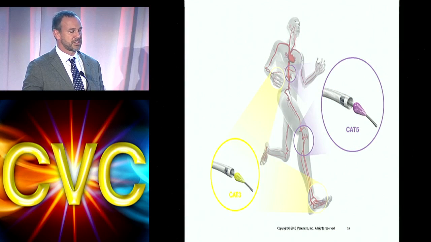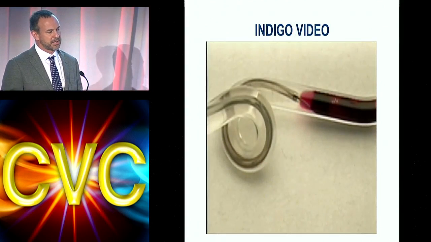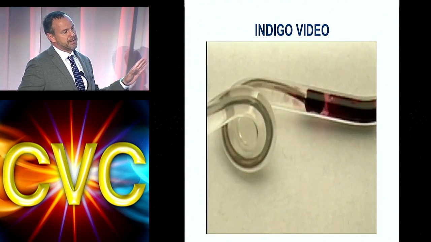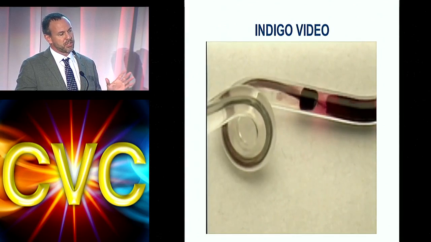There's two devices. There's a Cat 3 and a Cat 5, just different sizes with a bigger aspiration lumen in the Cat 5. This is actually how it works. So it's set up. Hopefully this video is going to play. It's set up to that system that he showed you in the earlier talk. You just put the device here.